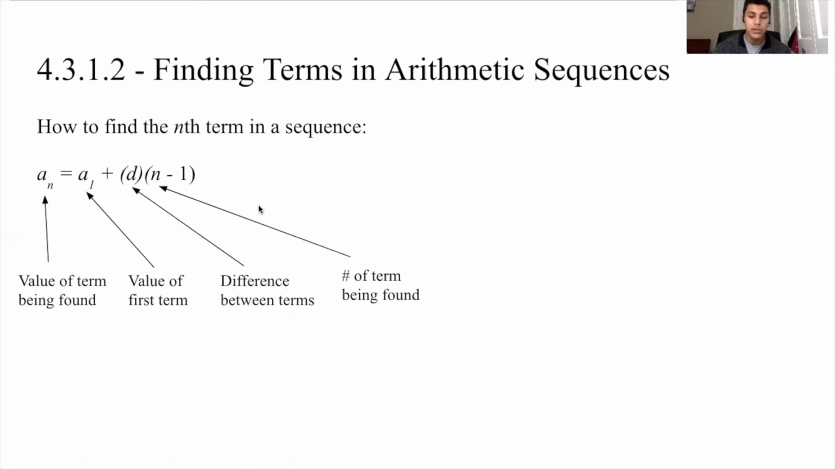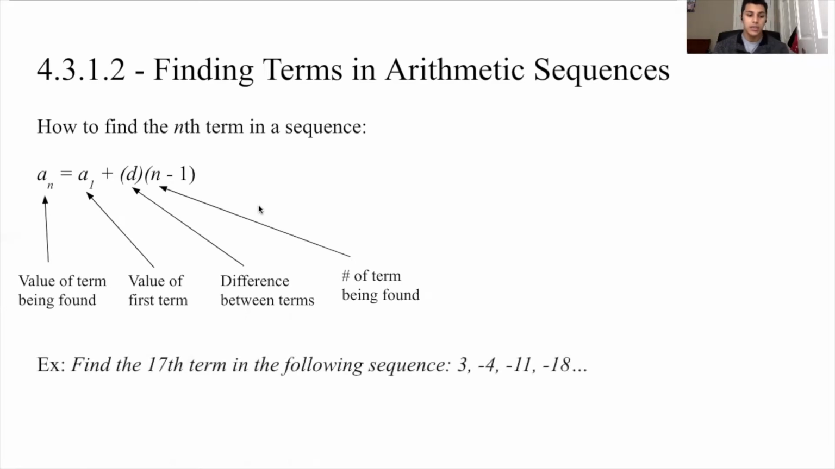All right, so let's put this formula to the test. So here's an example question. Find the 17th term in the following sequence, and the sequence is 3, -4, -11, and -18. So we need to be able to find everything here in order to calculate this, an. So first, we need to know the value of our first term, or a1. And our first term in this sequence is just 3. So we'll write that up here, a1 equals 3.